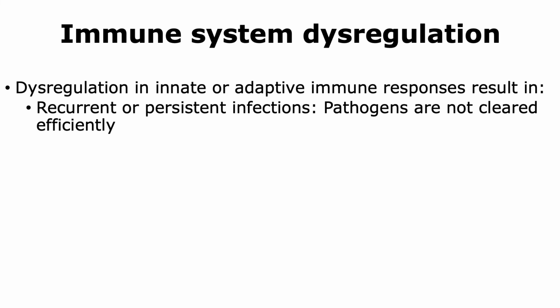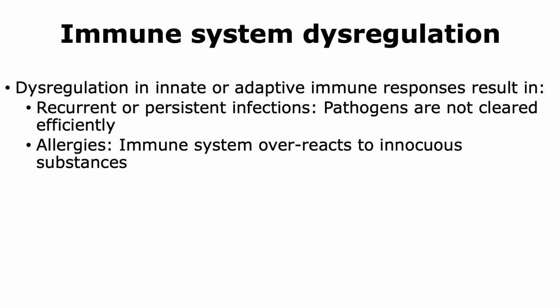Now, when the innate and adaptive immune systems work properly, that is what keeps us healthy. However, you can have instances where there is a dysregulation in either the innate or the adaptive or both immune responses. And when that happens, we come down with infections. If we have a dysregulation in the innate or adaptive immune responses, a lot of times the host experiences recurrent or persistent infections, because in these scenarios, the pathogens are not cleared from the host's body. We do have an instance of allergies, and this occurs when the immune system overreacts to substances that are not pathogenic. For example, pollen is not pathogenic, so our immune system should not be responding to it, but it does, and that is what results in allergies.